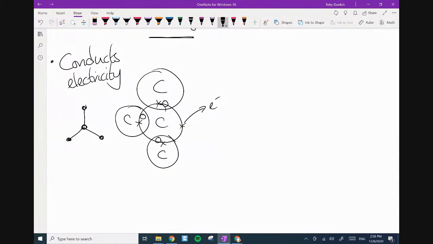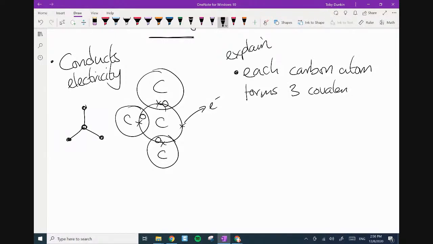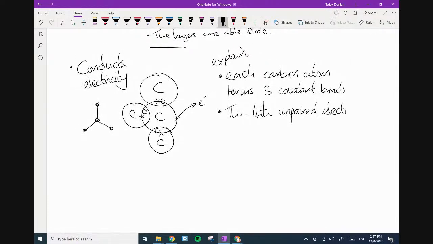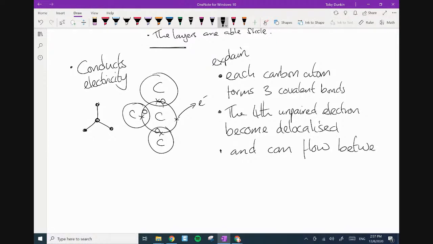So bullet points, explain. Each carbon atom forms three covalent bonds. Number two, the fourth unpaired electron becomes delocalized and can flow between the layers. We're done.